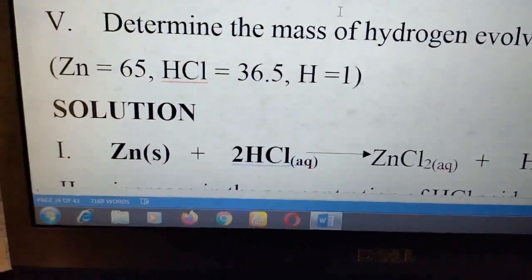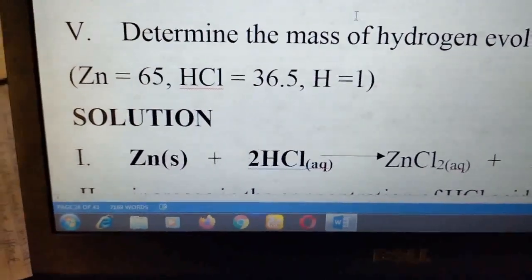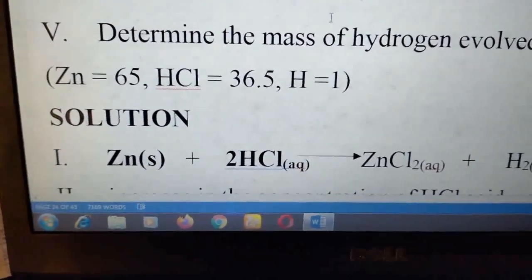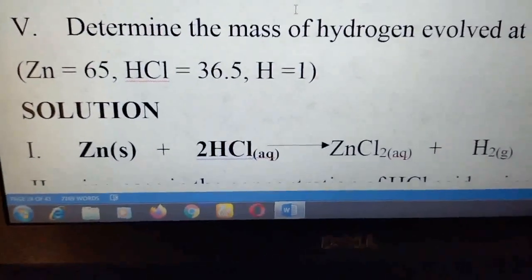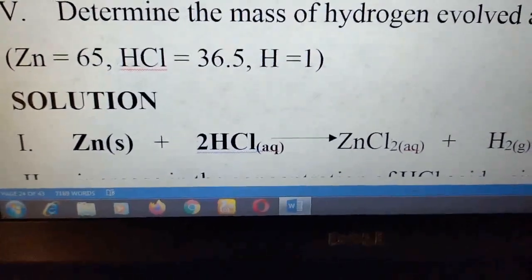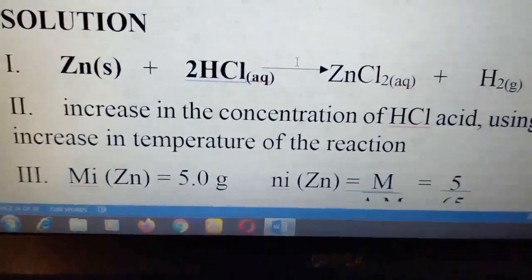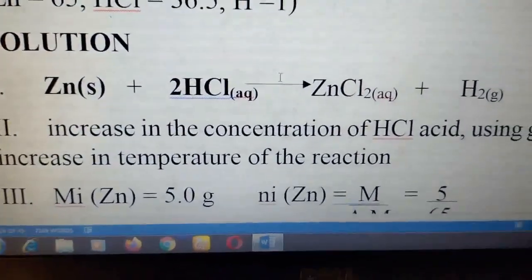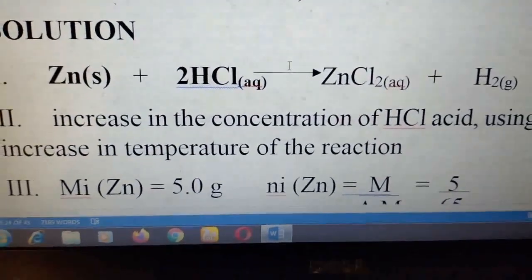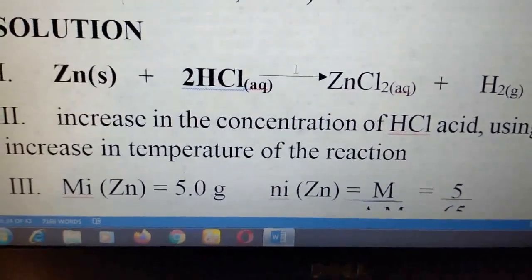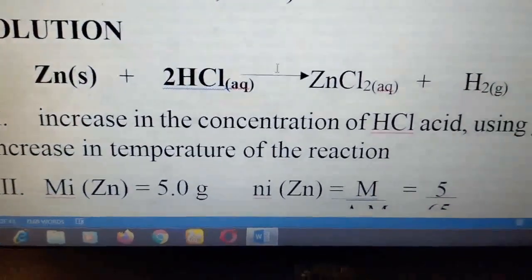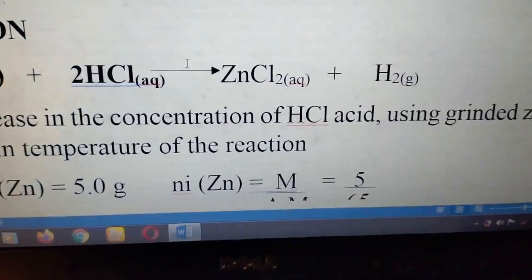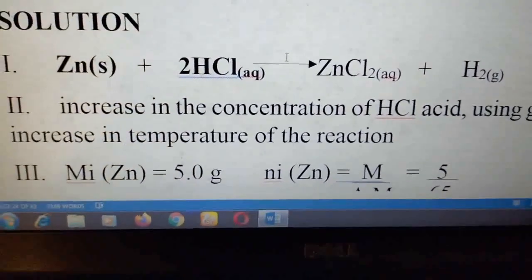And they give out the atomic mass of zinc. Zinc is element 65, a metal. Then the molar mass of HCl is given to us directly as 36.5. The atomic mass of hydrogen is 1. So the first question is to write the balanced equation. So this is the equation between zinc and HCl. Zinc being more electropositive than hydrogen will displace hydrogen from the acid. So you have zinc chloride and the hydrogen gas evolved. So you have a balanced equation.